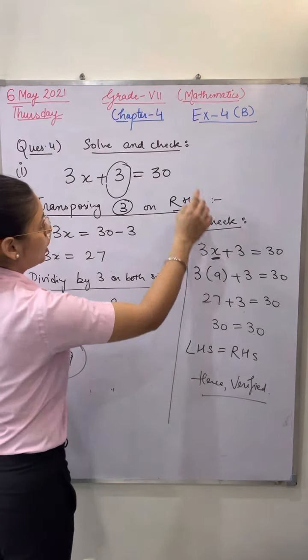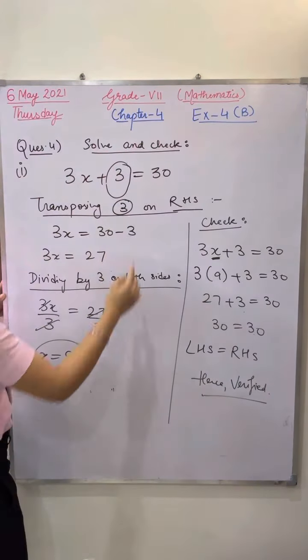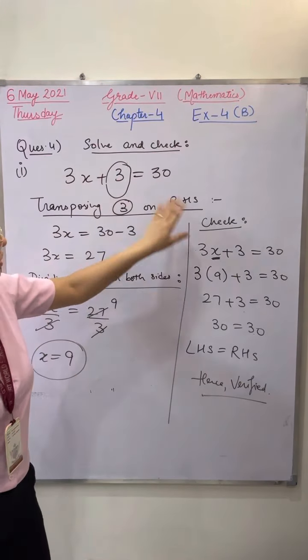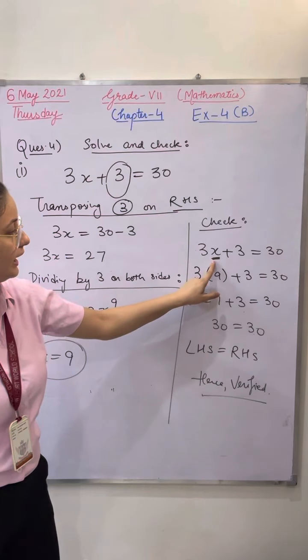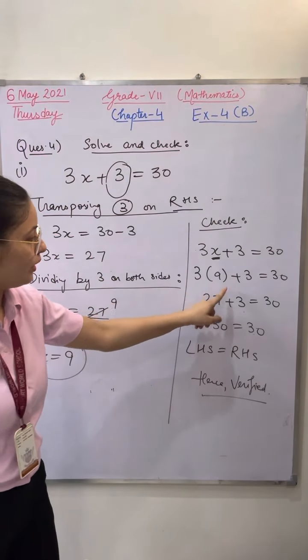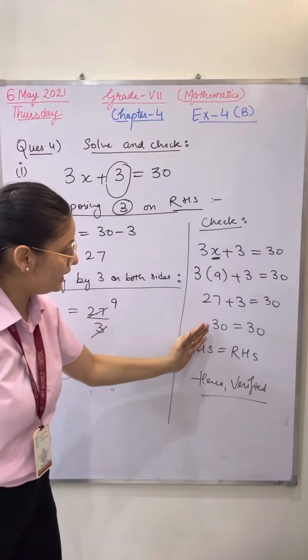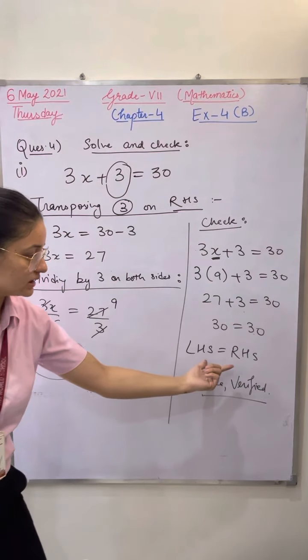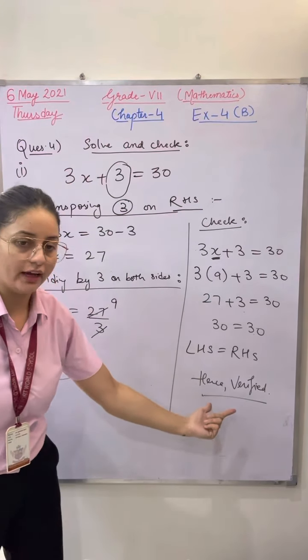Now you have to check your question. The question is: solve the question and check your answer. So you have to write down the question here and then put the value of x, that is 9, from here. After writing the value, then you have to check what the left hand side and what the right hand side is coming. If both are coming the same, it means left hand side is equal to right hand side and hence we have verified the question.